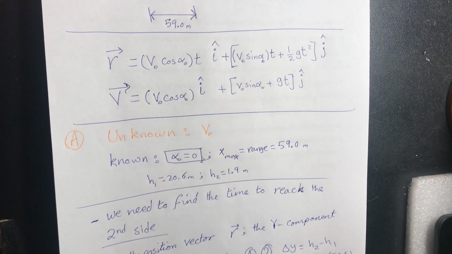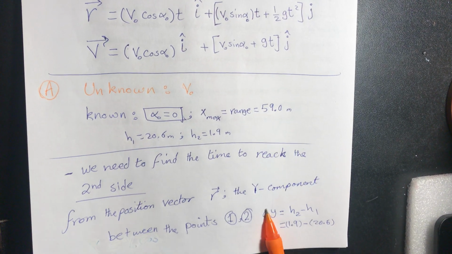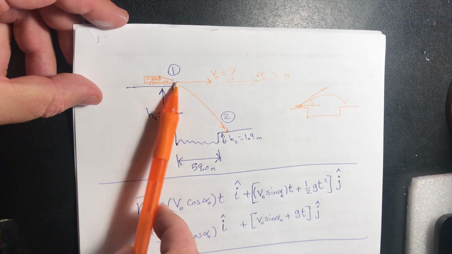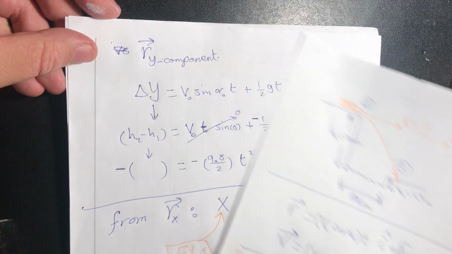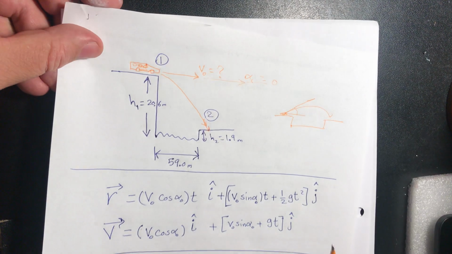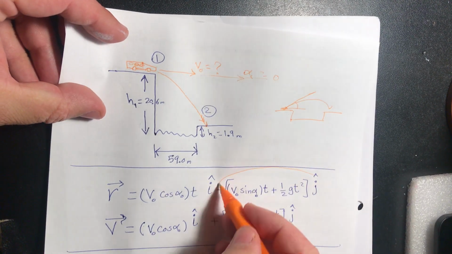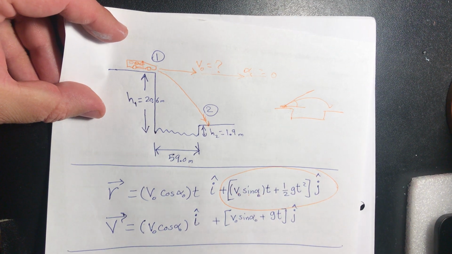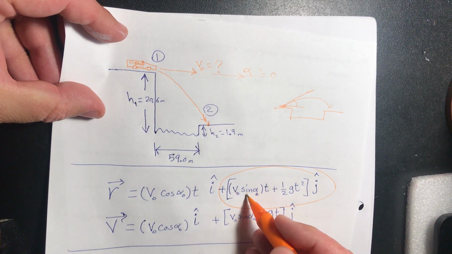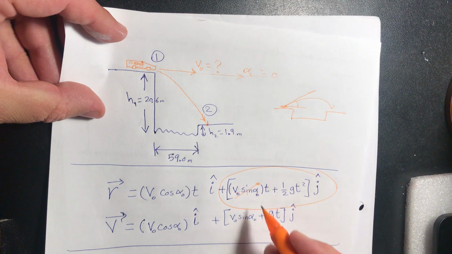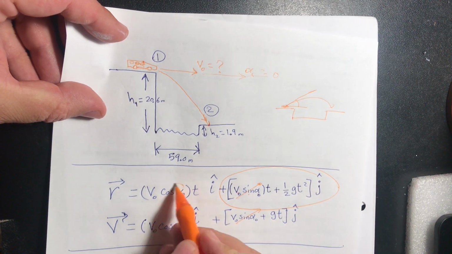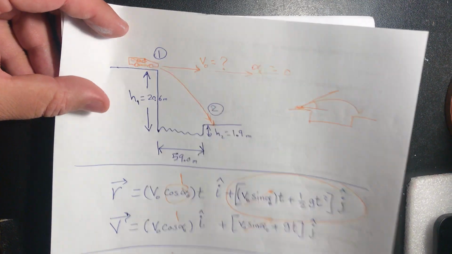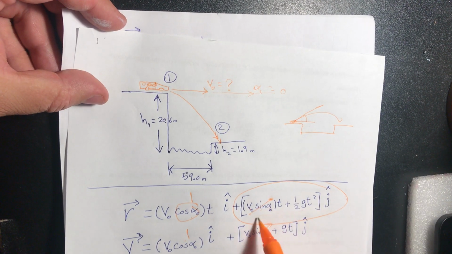So delta y is given, which is h2 minus h1, between the first and the final point. Using the y component, v naught sine alpha naught: alpha naught is 0. Sine 0 is 0, but cosine 0 is 1. Now we will use this part.